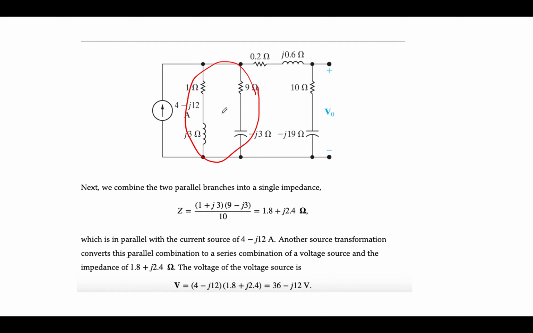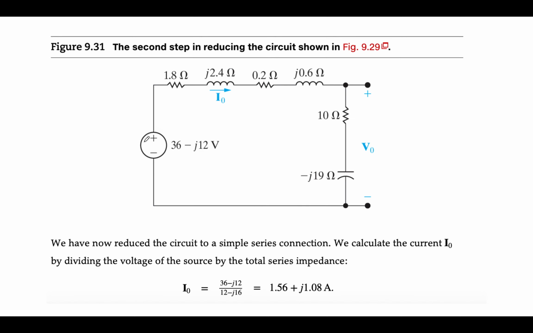All right, so I find that parallel impedance, equivalent impedance, and that replaces these two branches with a single impedance, a single branch. I can then do another source transformation, which means I take my current source and I multiply that by my new equivalent impedance, and that gives me a voltage source. And that impedance that was here, that 1.8 plus J2.4, is going to appear in series with that voltage source, which should be on the next slide.